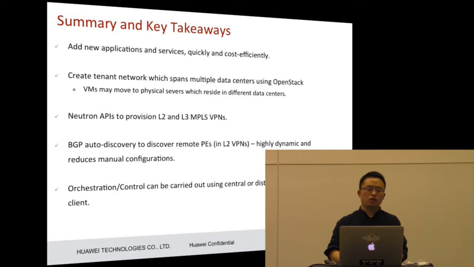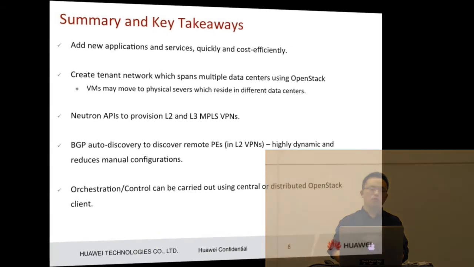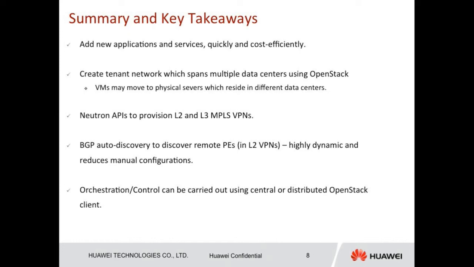And the summary and key takeaways. MPLS VPN would enable you to add new applications and services quickly and cost effectively. Say that there are some cost differences between different times in different geographically distributed data centers. Then the user can dynamically migrate VMs to the low-cost area, and a network would be set up ready for the migration. We can create a tenant network which spans multiple data centers using OpenStack. VMs may move to physical servers which reside in different data centers, and we need Neutron APIs to provision L2 and L3 MPLS VPNs.